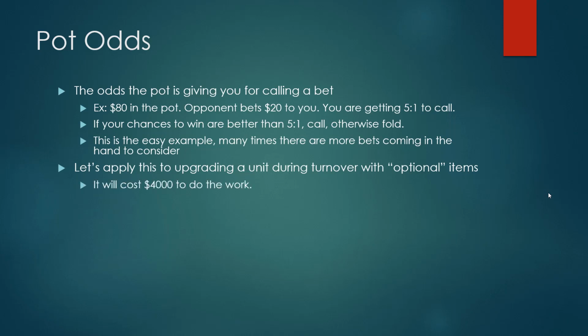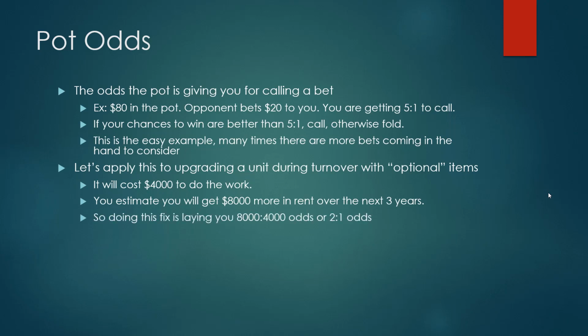So optional items, right? They're not mandatory. It's not life and safety. Say it's going to cost you $4,000 to do the work. You estimate that in the next 3 years, you're going to get another $8,000 in rent. Doing that fix is basically laying you 8,000 to 4,000 odds, or 2-to-1 odds. Should you make that fix or those upgrades? Why? How do you know? Because you like 2-to-1. Okay?